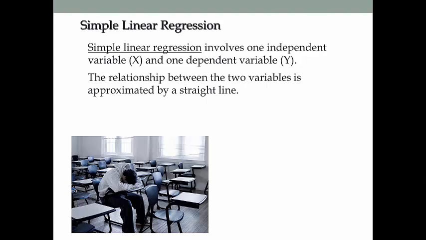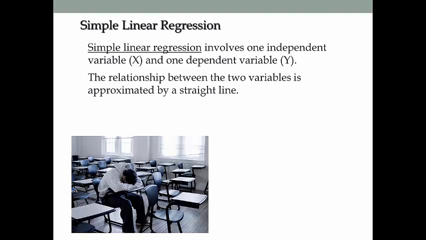Now, there can be two variables that have a relationship where the relationship is not approximated by a straight line, yet does reveal a relationship, and this is simply nonlinear regression. I have some slides that explore that later on, but for now, we're just looking at simple linear regression.